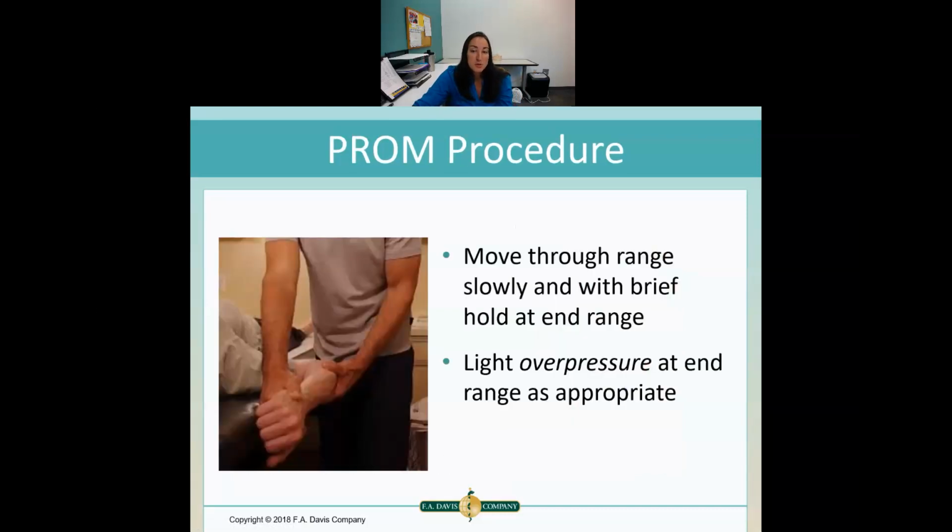With passive range of motion, you want to go slowly and hold just briefly in range. At the end, you can also add just a little bit of overpressure to get those last few degrees of range of motion, and that can help stretch the capsule and the muscles surrounding it so that the patient can eventually progress and get more and more motion.